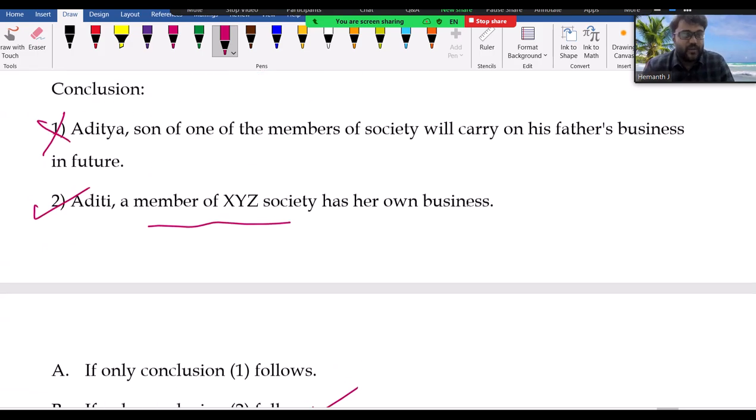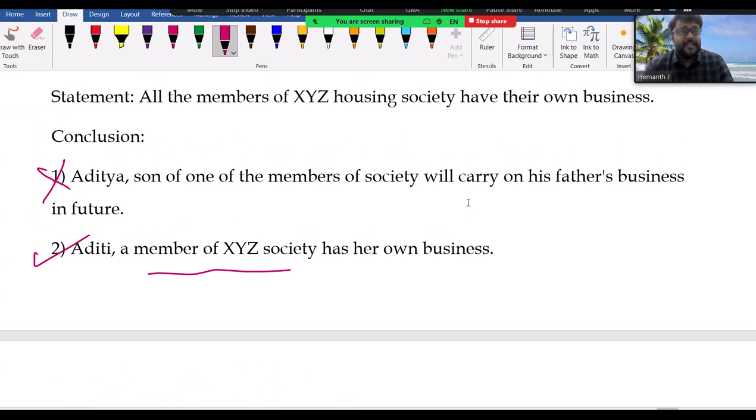Otherwise, you may go for neither one nor two because Aditi may be a member of a society, but which society? Here we're discussing only XYZ society. Guys, add that XYZ society. Otherwise, this question comes under neither one nor two, because Aditi is a member of a society, but it may be some other society, PQR society. Then I cannot decide whether she is having her own business or not. The question should be a bit precise, because the conclusion is definitely true, always true, damn sure true.